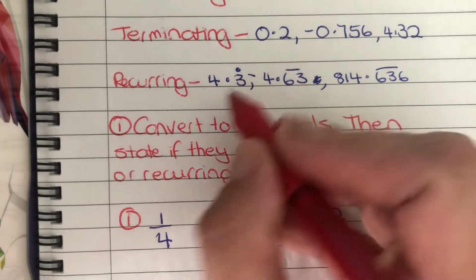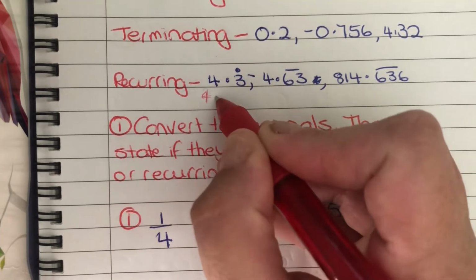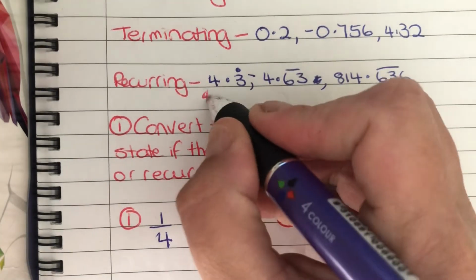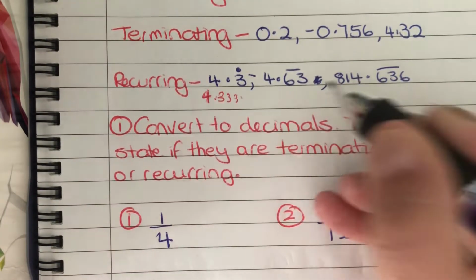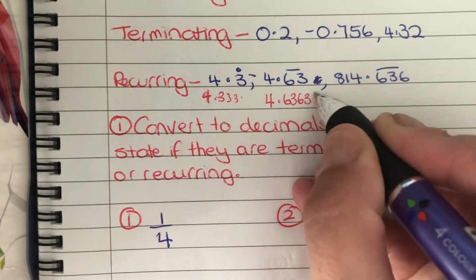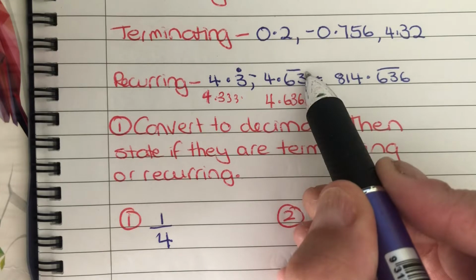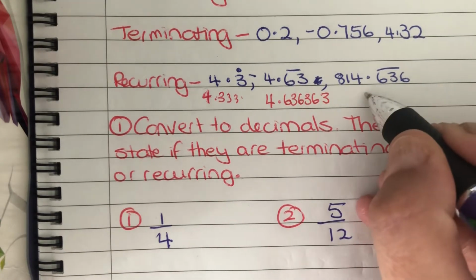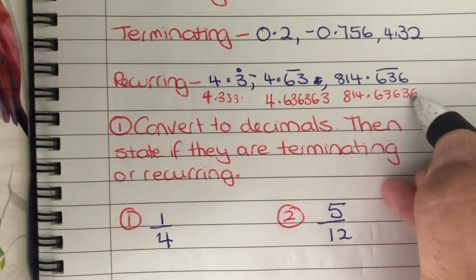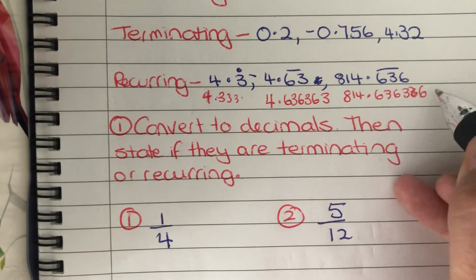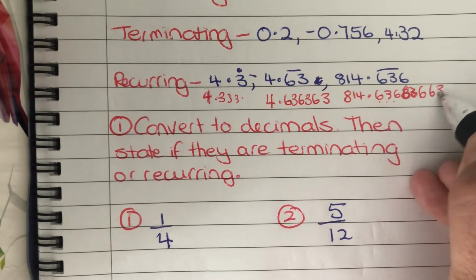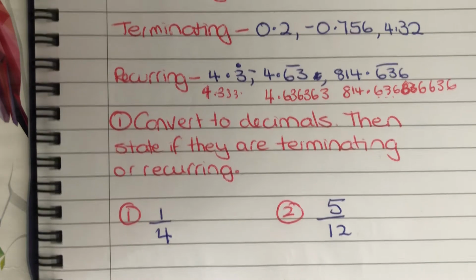So this one here actually means, we don't want to write it, that's a dud pen. This one means 4.33333333. This one means 4.636363, because it's got a dash over two numbers. And this one means 114.636636.